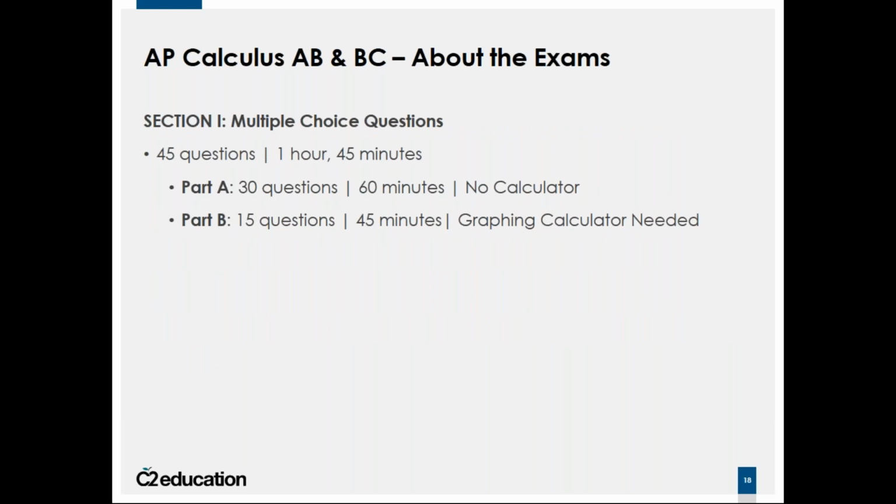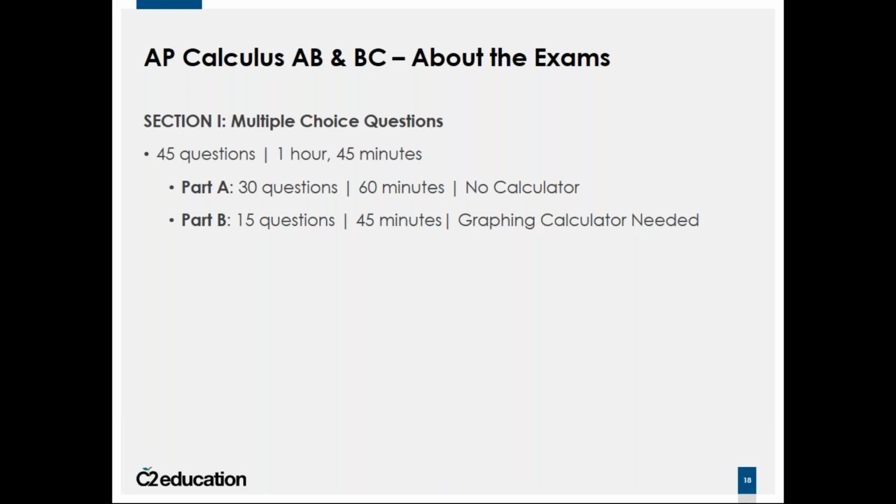Let's look at the calculuses. So, two calculus exams, right? One's AB, one's BC. There are slight differences between the two. We'll talk about that in a little while. Both of them, though, roughly the same format. Actually, exactly the same format. 45 questions in an hour and 45 minutes.